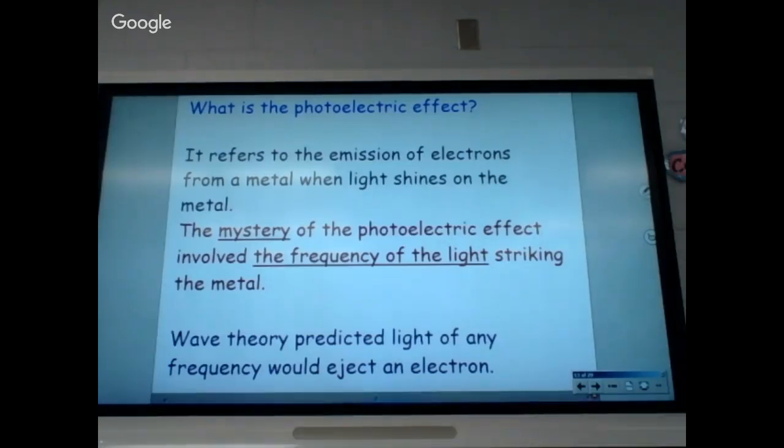All right. If you said something about electrons being lost from light hitting a metal, if you had those 3 pieces, then you will probably get credit. If you did not have those 3 pieces, you will not get full credit. Okay? Light has to hit a metal and electrons have to come off. If you do not have those 3 parts, you will not get full credit.